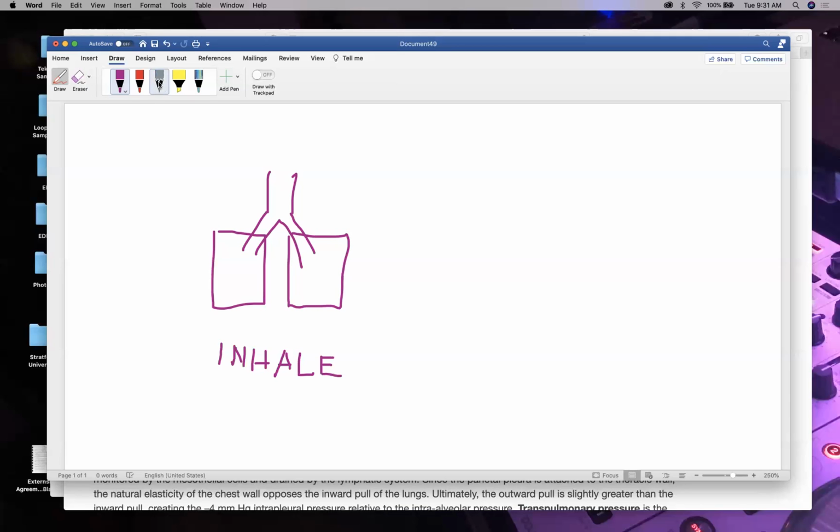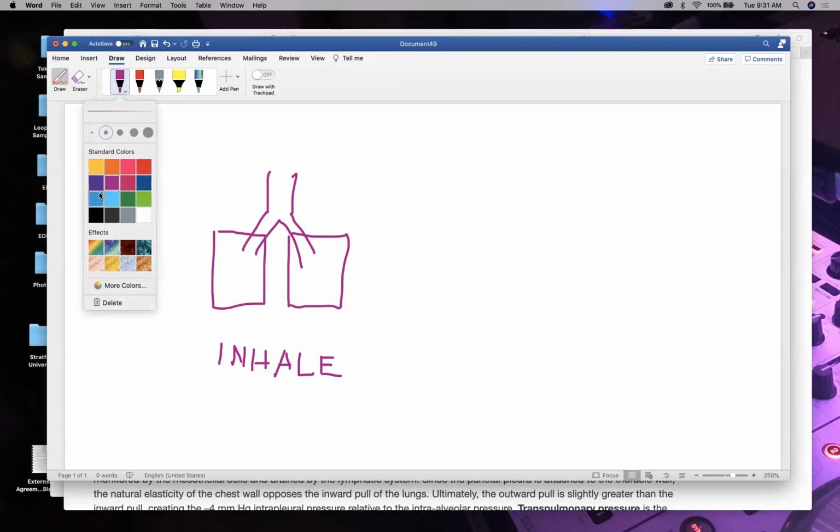Let's pick another. Can I pick another color? Should be able to pick another color. Sure.